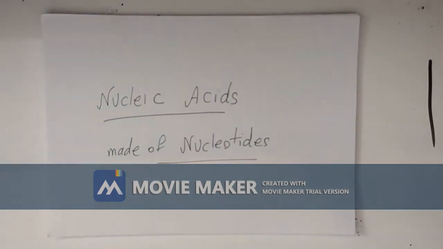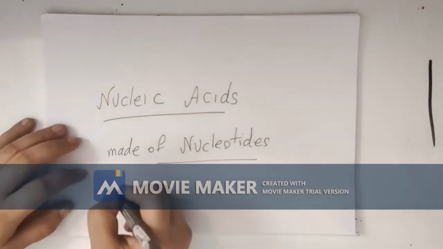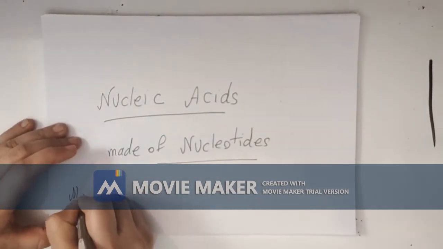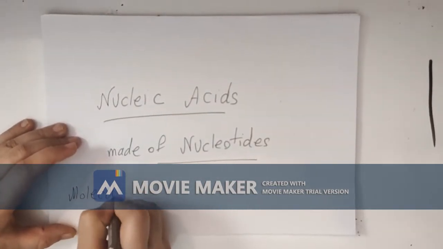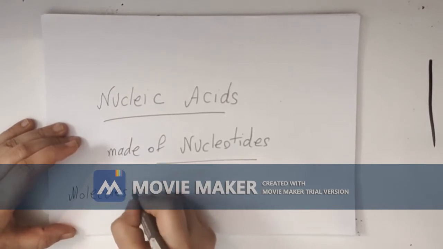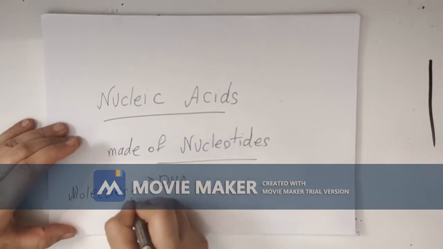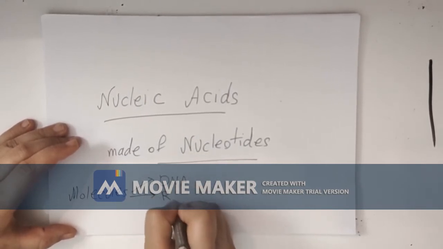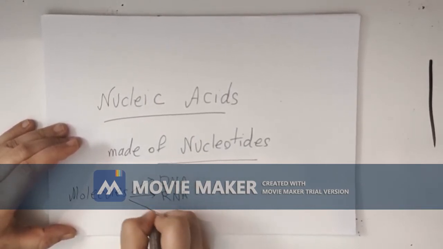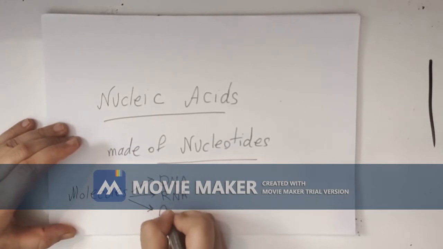Okay, and also there are three molecules that are made of the nucleotides that we want to talk about. Three molecules that are made of the nucleotides. One of them is DNA, the other one is RNA, and the other one is ATP.